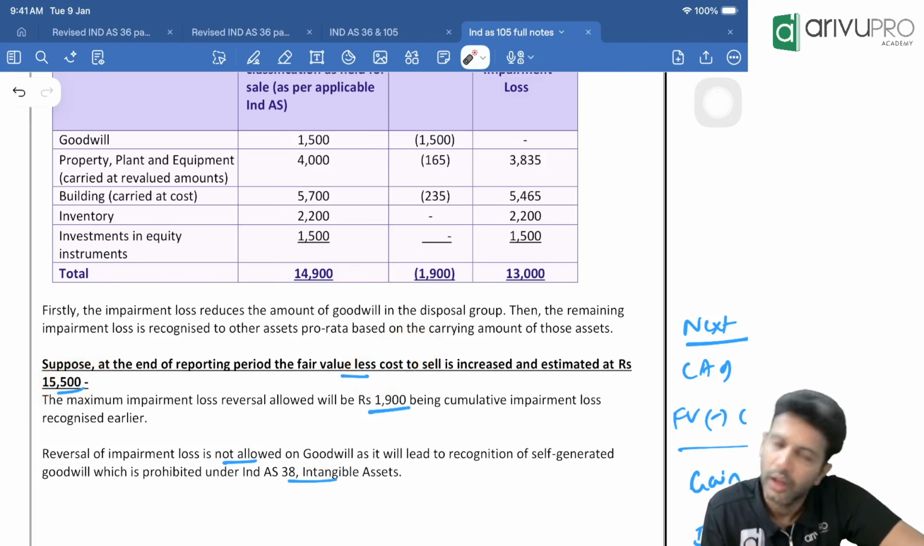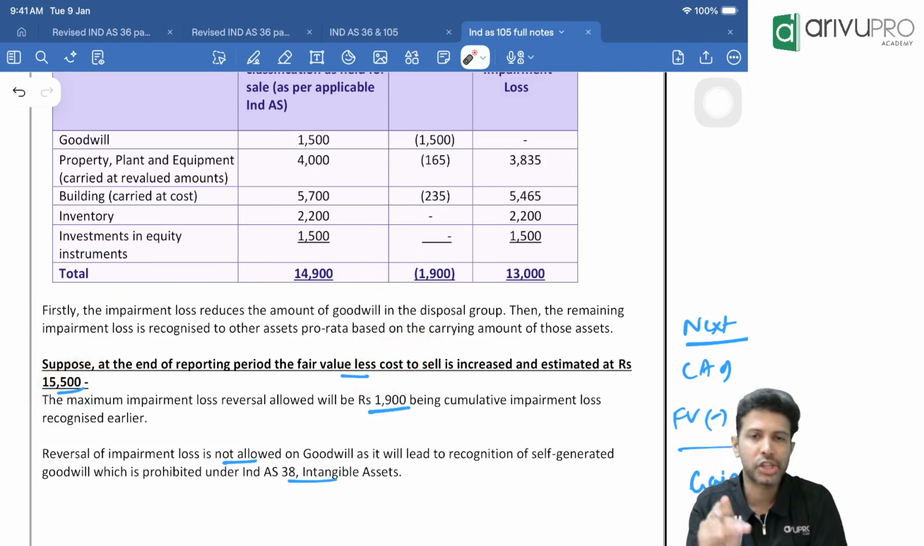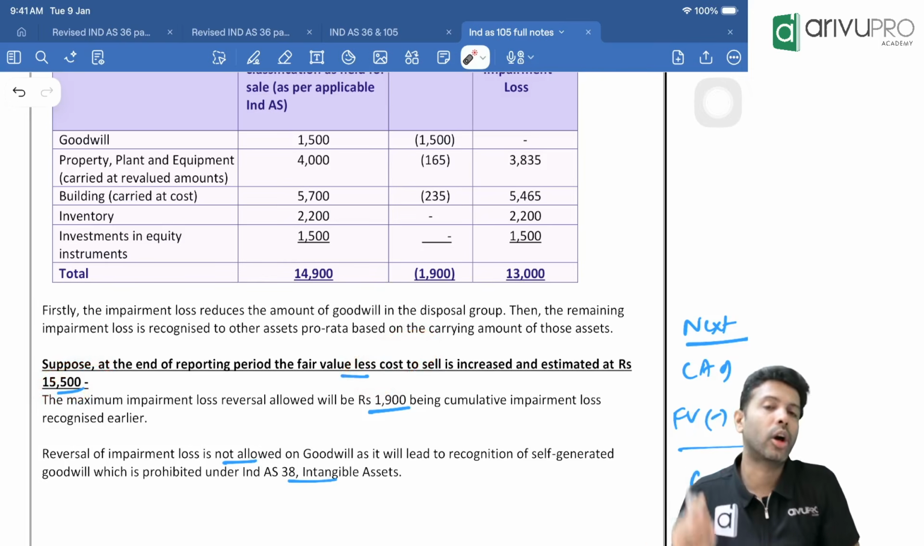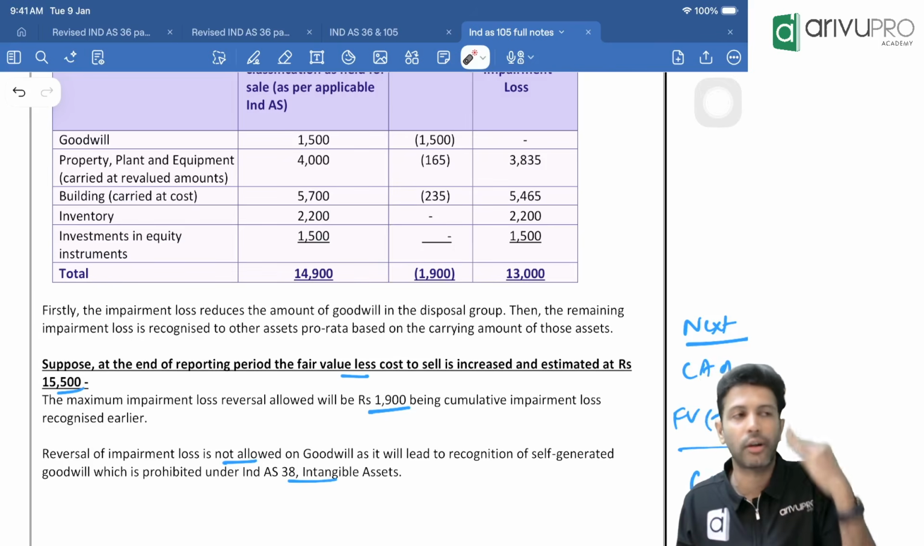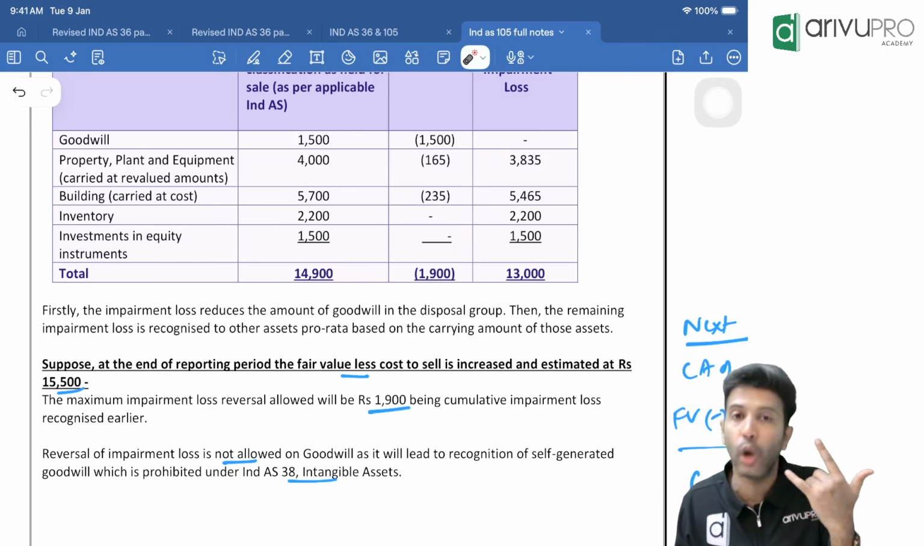That's what they're saying. Done, people. Now we know initially as well as at every reporting period, non-current assets held for sale as well as disposal group should be measured at carrying amount or fair value less cost to sell, whichever is lower.